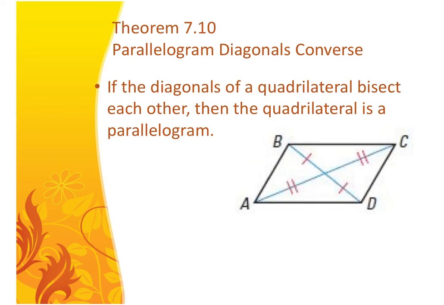Converse. So remember how we said for a parallelogram, the diagonals do bisect each other, okay? If you're given only that the diagonals bisect each other, then you can assume that it is a parallelogram. It works in reverse.